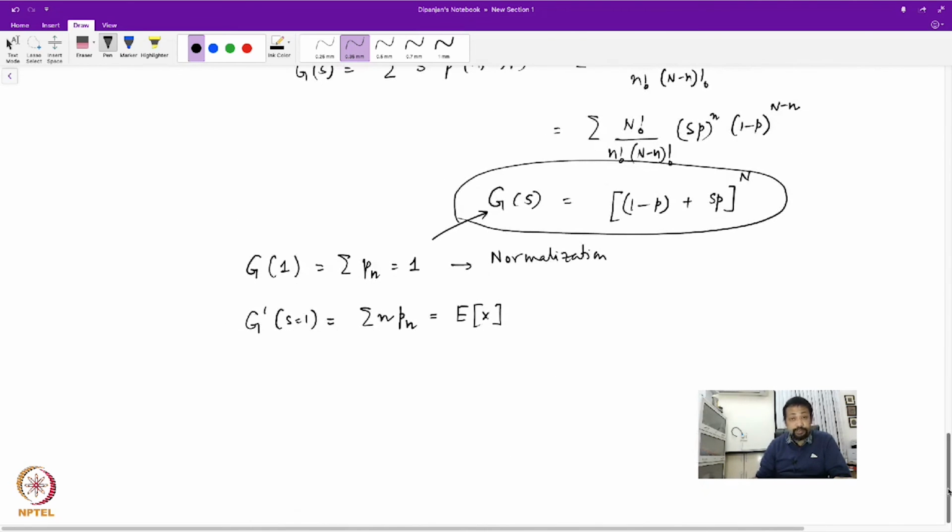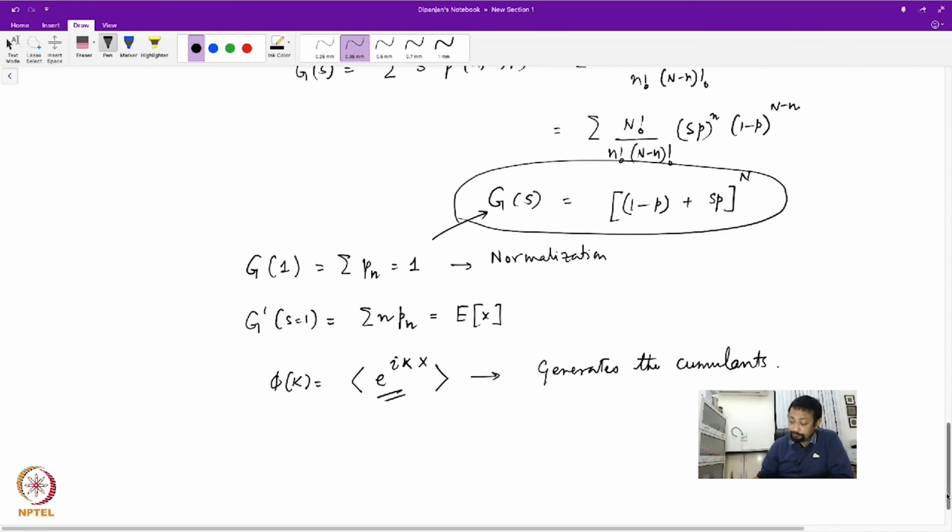For continuous random variables, what we look at is essentially not the sum over s to the power n P_n. We define what is called a characteristic function phi of k as the expectation of e to the power i k x, but we shall come back to it later. We will not discuss it over here, and this essentially generates the cumulants. You can easily verify this by expanding the exponential.